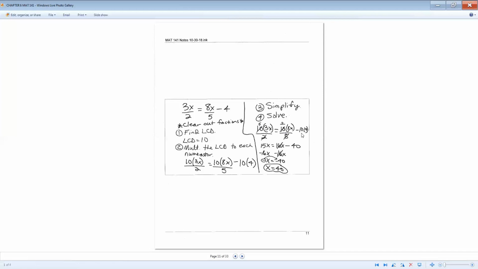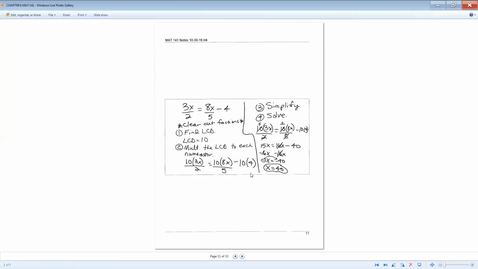Of course, back here, 10 times 4 is 40. Also, don't forget that 10 needs to be multiplied to each term. Even if that term doesn't have a denominator, it still needs to be multiplied by the 10 in order to not change the equivalency of the problem.